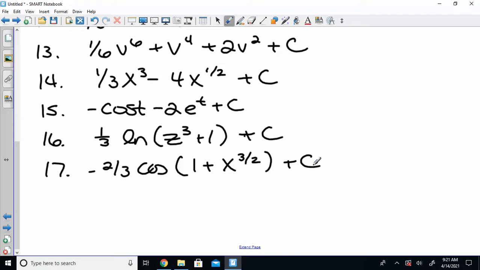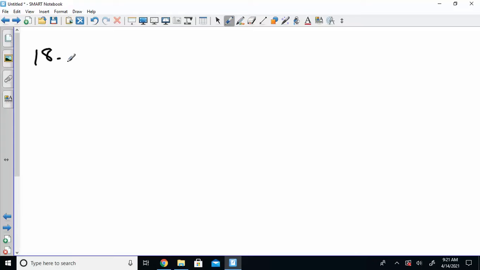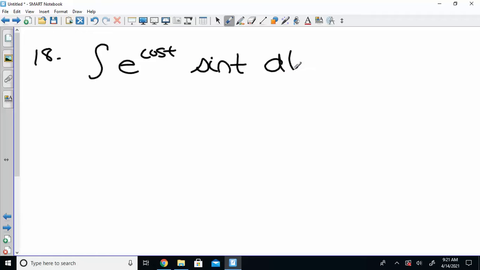And we asked about 18, so we'll work that, but if you guys miss any of these, mark them, and then if we have time after we get through the questions you already asked, we'll go back to those, okay? So problem 18, we have the integral of e to the cosine t times sine t dt.